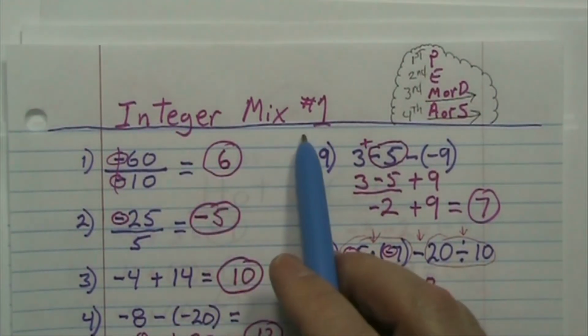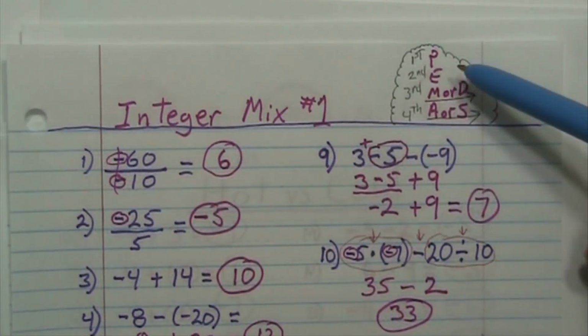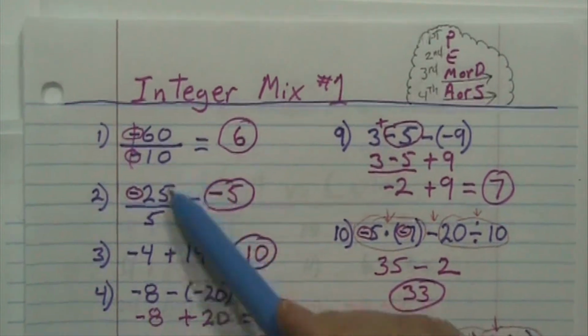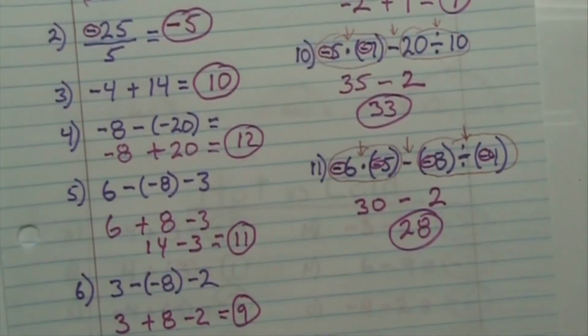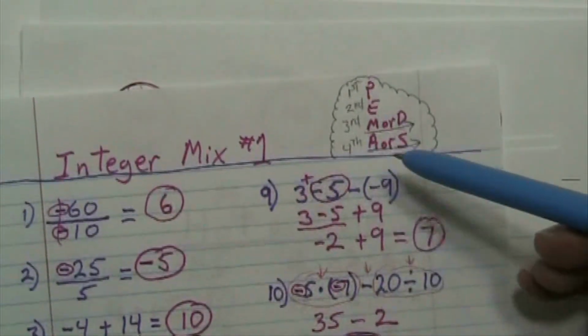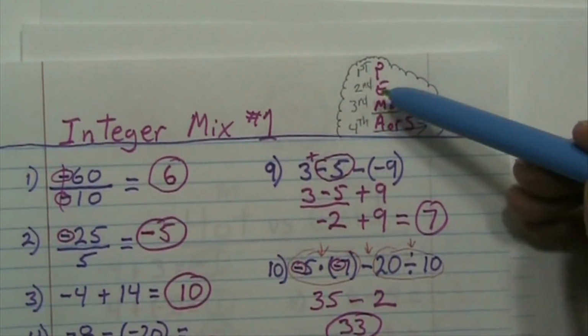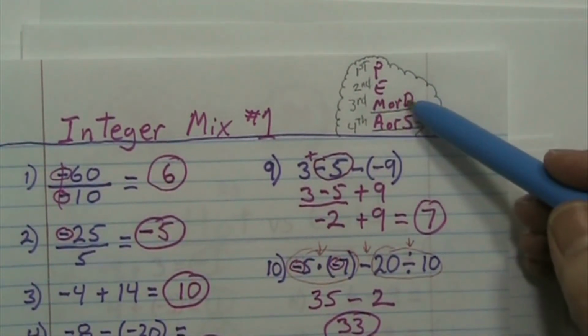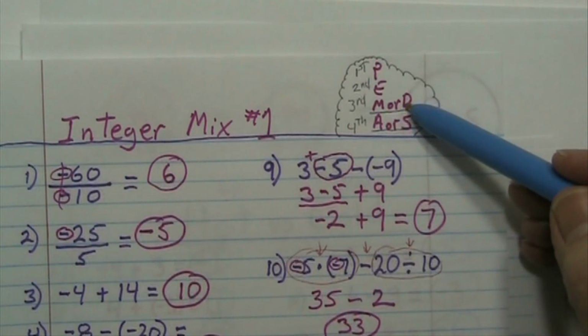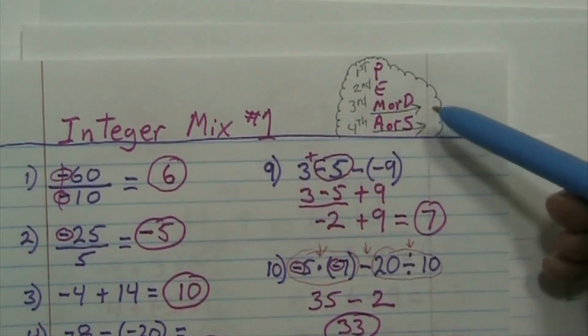Then we did a combination of problems. And some of these, we did division, combination, and some of these we had to change. We had to use the rules of PEMDAS, right? And it's multiply or divide, add or subtract, whichever comes first.